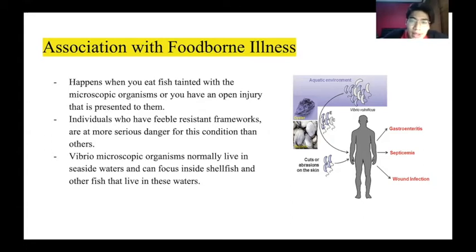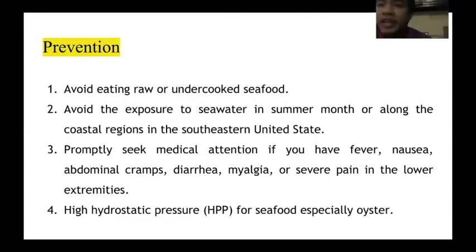Lastly, Vibrio microscopic organisms normally live in seaside waters and can concentrate inside shellfish and other fish that live in these waters.